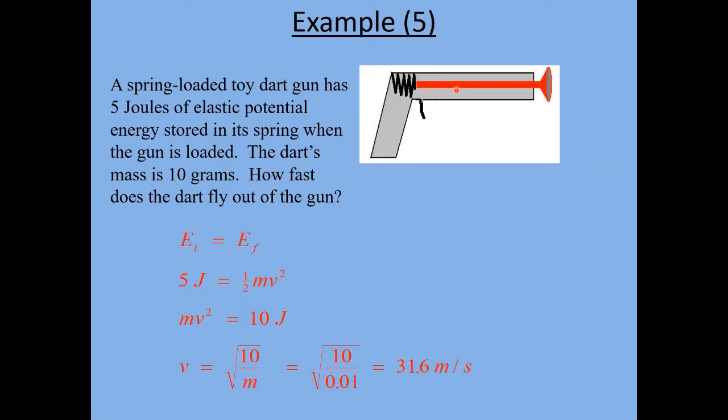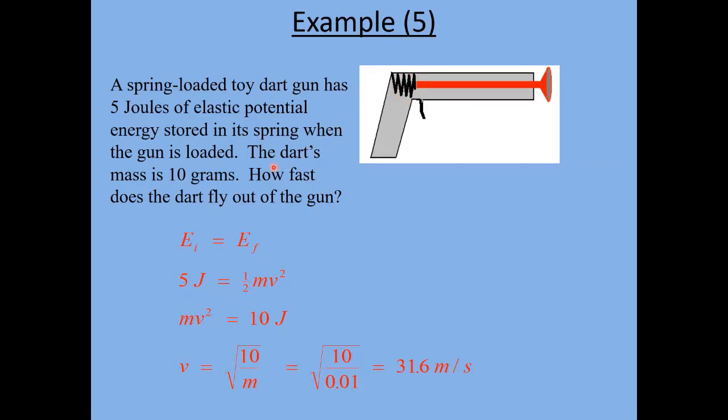So the way these toy guns work is you push this plastic dart into the gun and it squeezes and compresses this spring. Now remember, when we squeeze or compress a spring, we are storing potential energy in that spring. It's called elastic potential energy. It's not gravitational potential energy like when you lift something up, but nonetheless, this is potential energy. So that energy is stored in the spring, and we're told there are 5 joules of energy now stored in that spring.